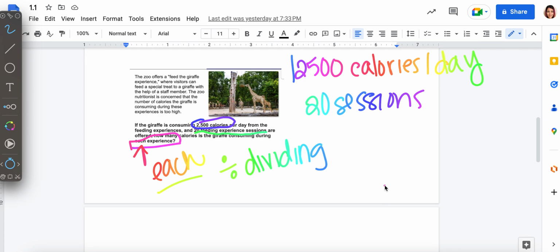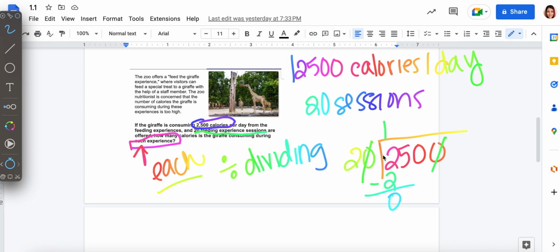Okay, so dividing. Again, for strategies for dividing, watch those videos if you need to. 2,500 divided by 20. I am going to do the traditional method. Since I have a 0 in the 20, and since I have a 0 here, I can mark them out. And so it's really just like dividing 250 divided by 2. I'm doing the traditional way. 2 goes into 2 one time. 1 times 2 is 2, so I subtract that. 2 minus 2 is 0, bringing down my 5.